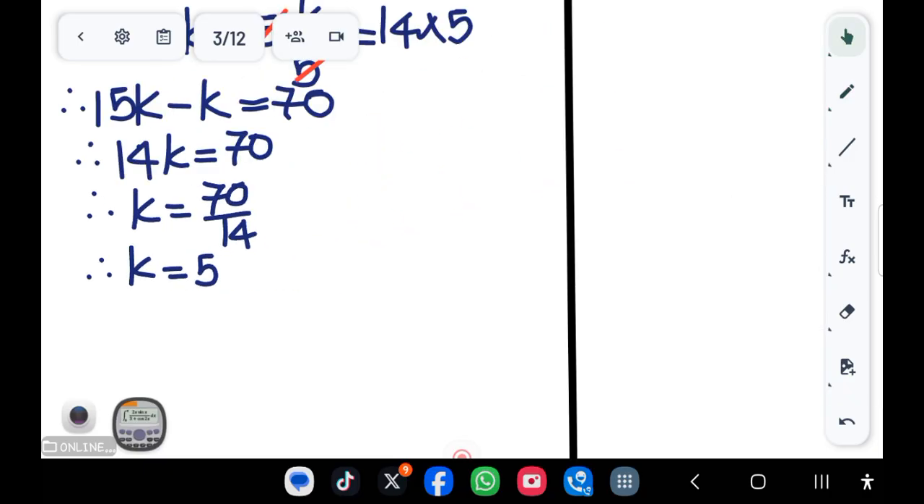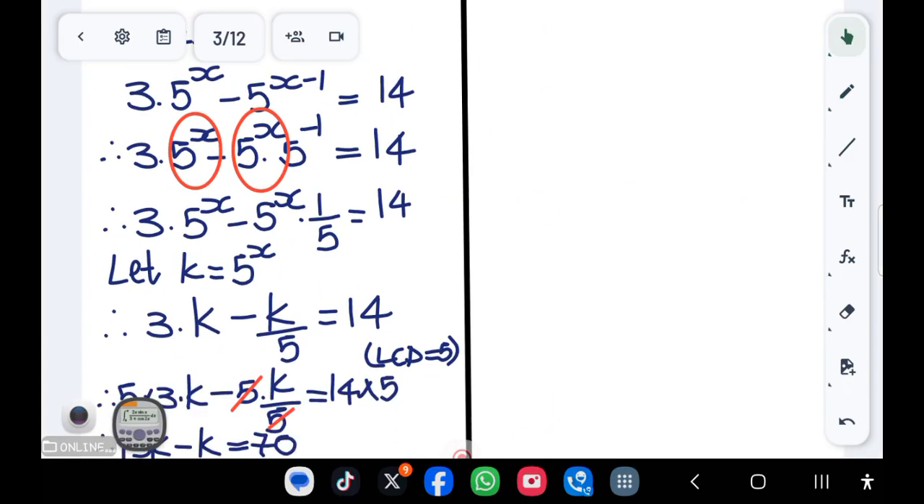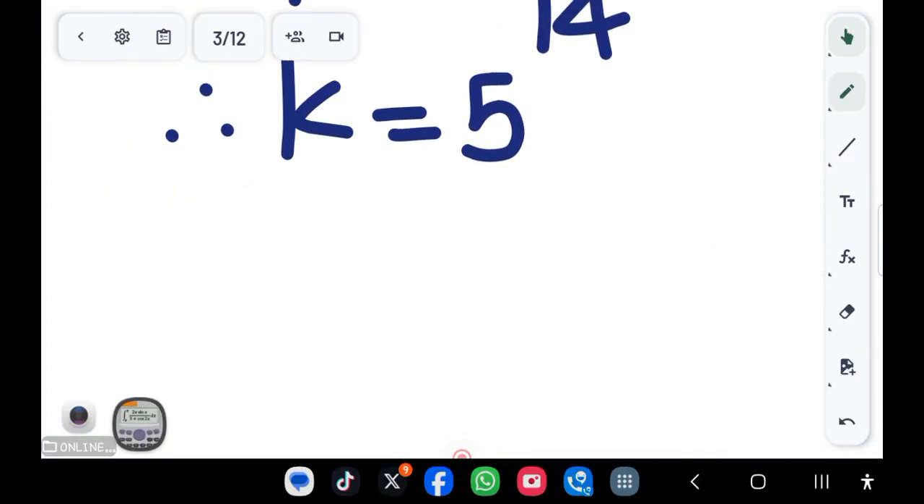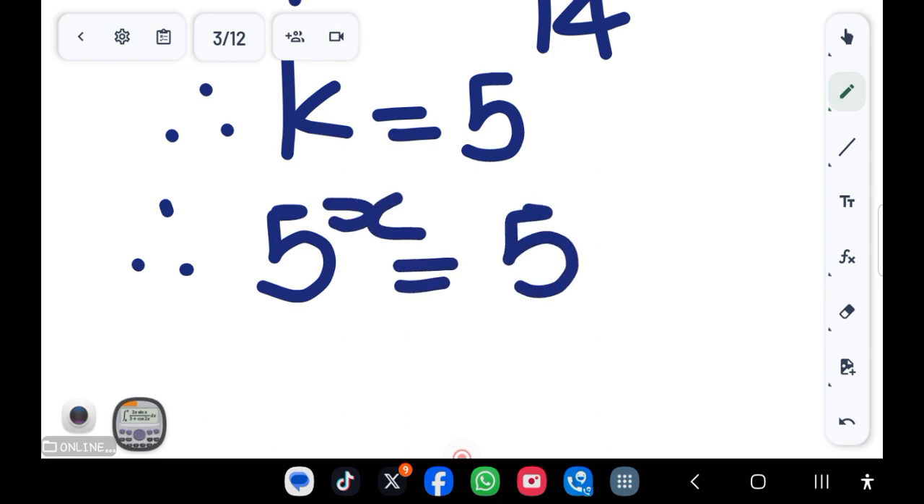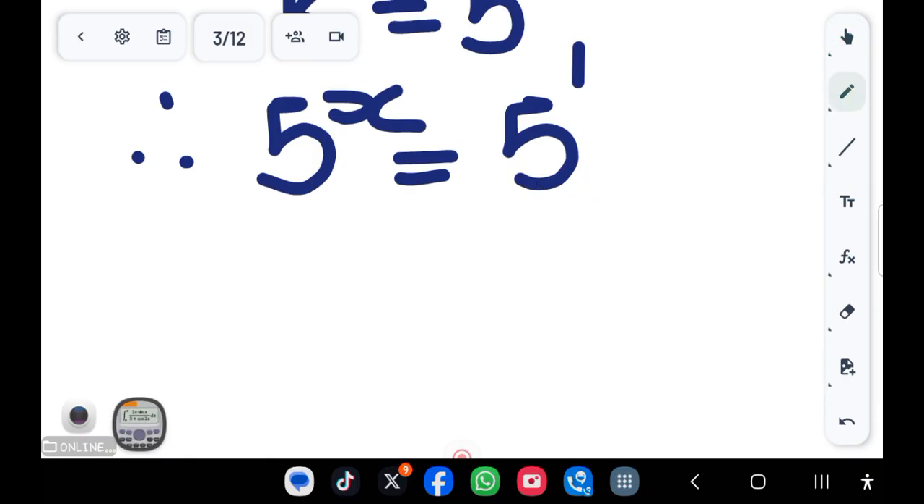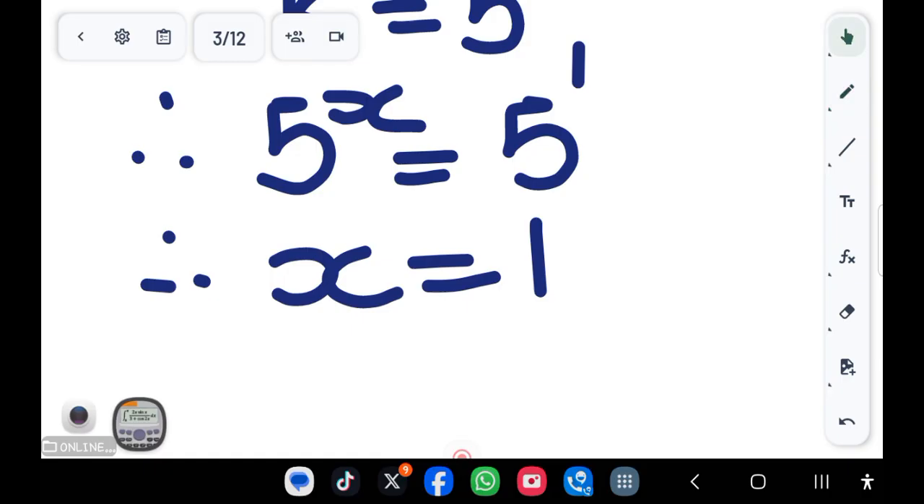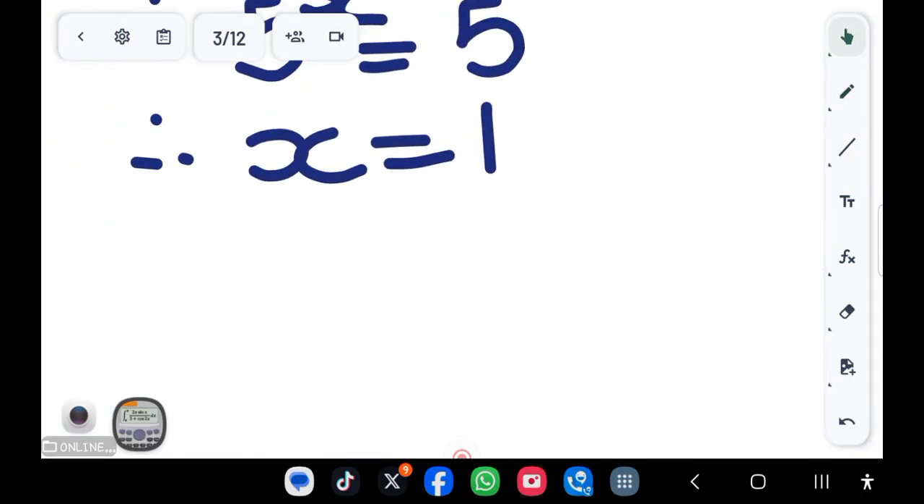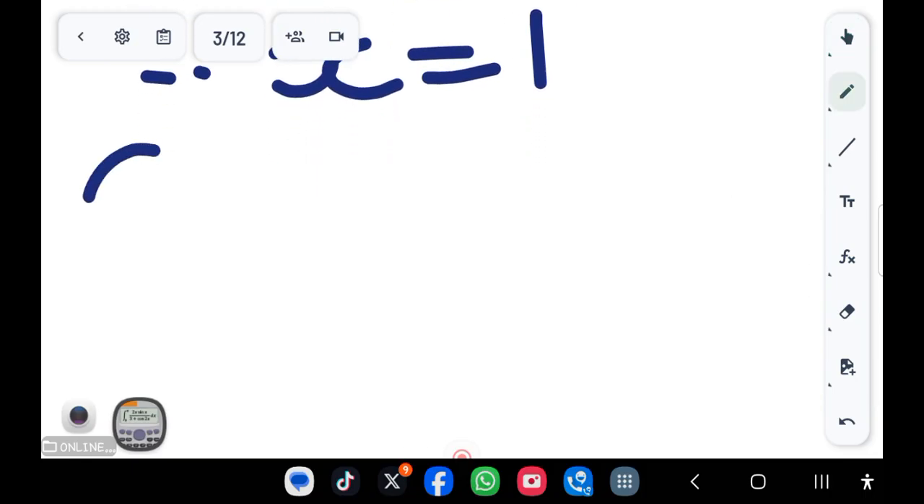Now we're not solving for k, we're solving for x, so we revert back to 5 to the power of x. Therefore 5 to the power of x equals 5. 5 can also be written as 5 to the power of 1. And now we've got powers of the same base equal. Therefore, we simply equate the exponents. And there, x equals 1. Now to check, always check.